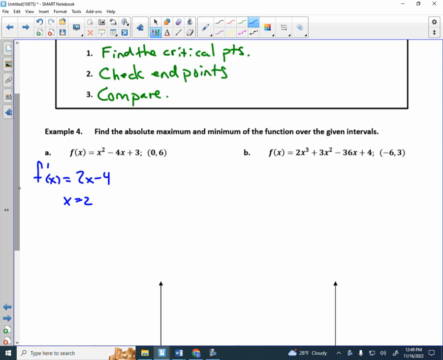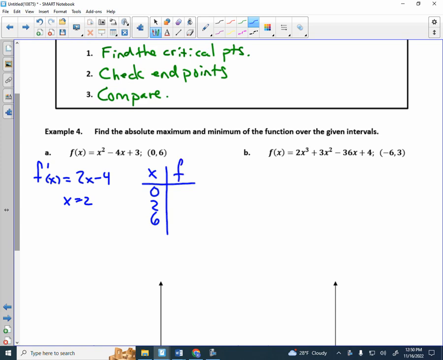x equals 2. I'm going to check the endpoints as well. What are the endpoints? 0 and 6, right? So I check the endpoints and I check this spot, which is a critical point. Very similar to when we were doing that whole distance and velocity thing, remember? We had the starting point, we had the ending point. Then we just figure out where the function is. So let's determine f at those spots.